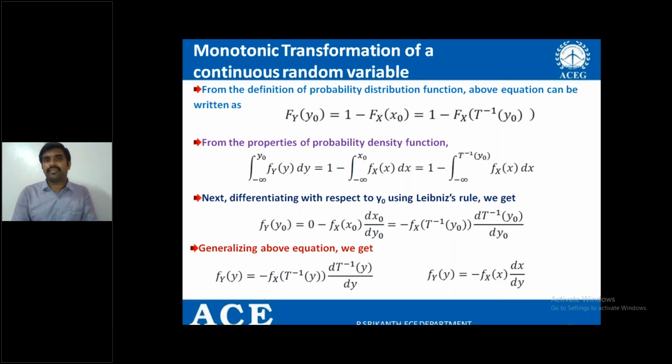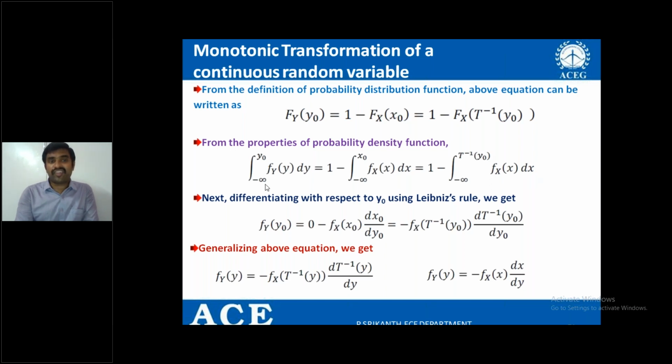From the properties, I can write this F_Y of y naught as, same as the previous discussion, the integral from minus infinity to y naught of f_Y of y dy, or 1 minus the integral from minus infinity to x naught of f_X of x. Or we can also write 1 minus the integral from minus infinity to T inverse of y naught of f_X of x dx.